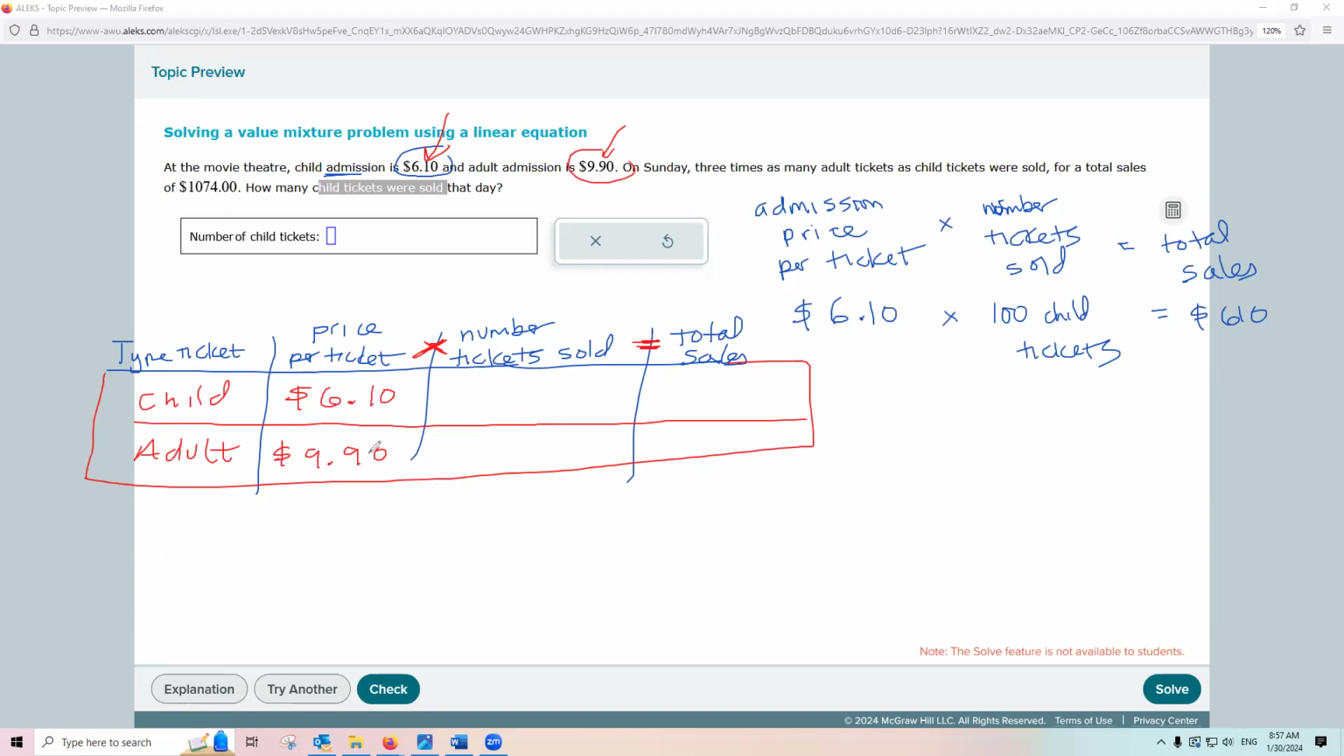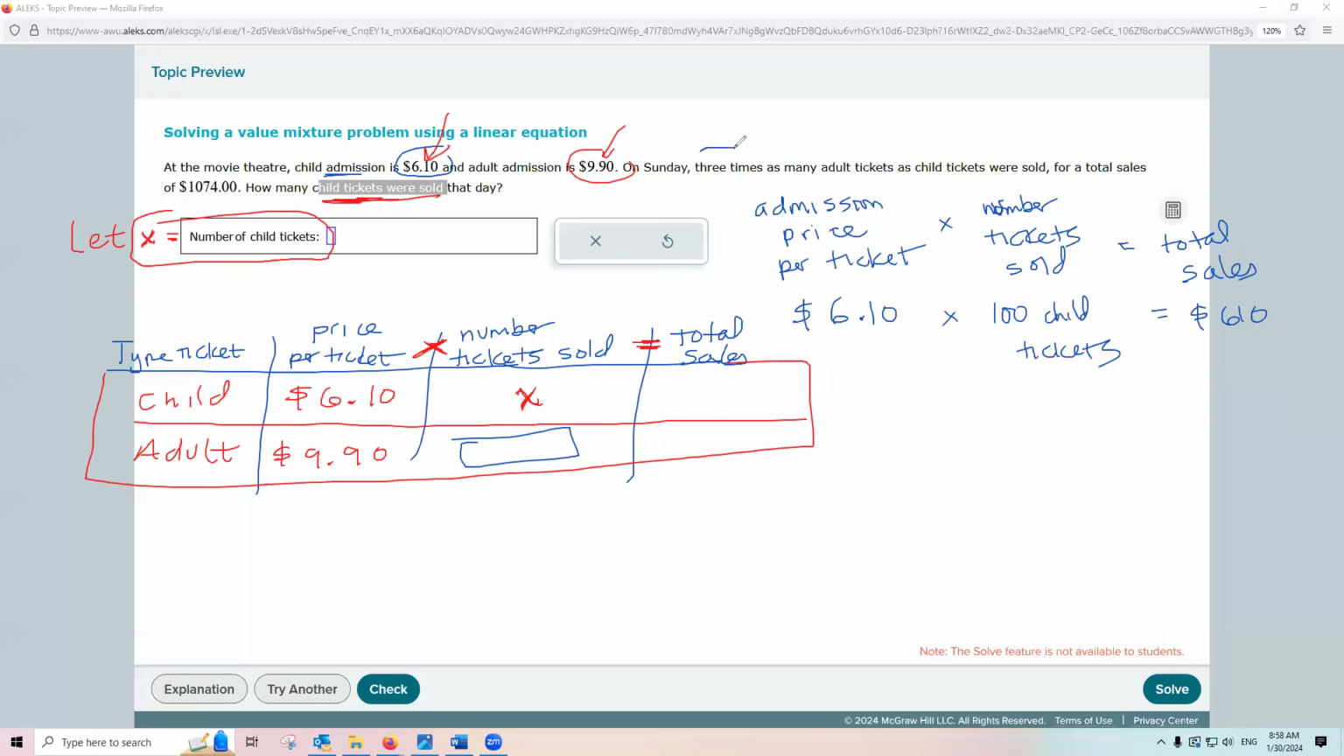All right, let me come over to number of tickets sold. Now, nowhere in this problem do they mention the number of tickets sold. Well, let me start out letting X equal the unknown quantity. Usually that's a good starting point for any kind of algebra problem like this. The unknown quantity is how many child tickets were sold, so I'm going to let X be the number of child tickets. So I'm going to put an X right here in this box. I need to fill in somehow this blue box, which is the number of adult tickets sold.